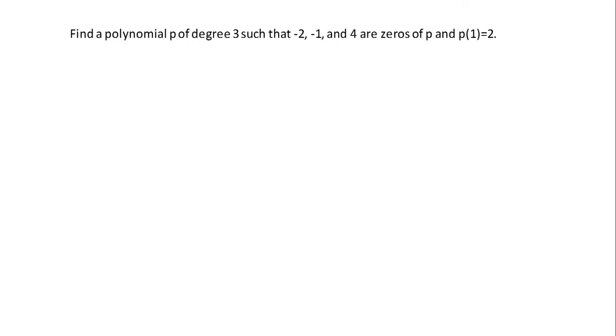So we want to find a polynomial p of degree 3 such that -2, -1, and 4 are zeros of p, and p(1) equals 2. So the way we're going to do this is we're going to let a be the coefficient, and we're going to have the three factors here, or the three zeros. So we're going to subtract all the zeros. So it'll be x minus -2, x minus -1, and then x minus 4.